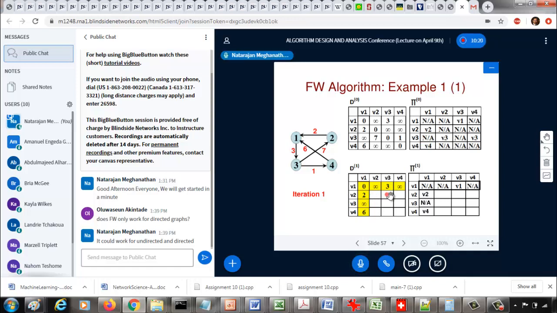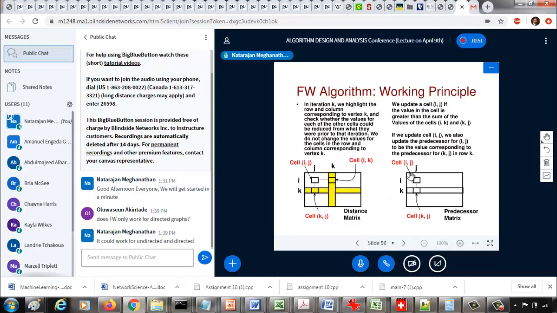Is it less than what we currently have for cell 2 comma 3? Currently we have infinity as a distance from vertex 2 to vertex 3. And now by going through vertex 1, we find out the distance to be 2 plus 3, 5, which is less than infinity. So I can update this entry to 5, and the corresponding entry here should be whatever is from V1 to V3, which is V1 itself as the predecessor. So I put V1 as the predecessor here.